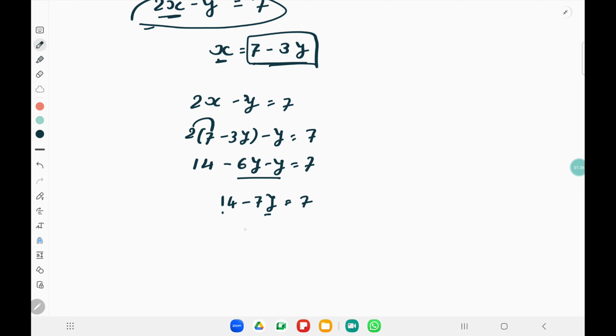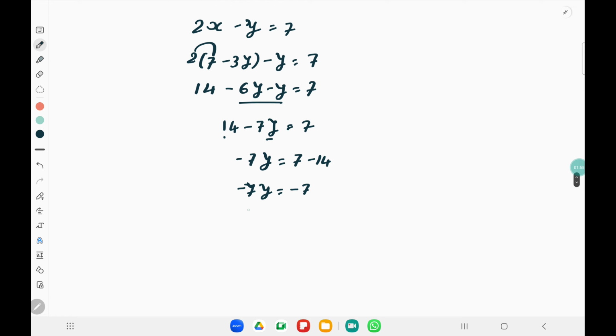So this 14, first I move to the opposite side. So 14 minus 7y equals 7, take away 14. Change the sign, remember that rule. So minus 7y equals 7 take away 14, which is minus 7. Okay, both sides have a negative sign, so I can remove the negative sign, because if we multiply both sides by minus, minus times minus is a plus. Now this 7 I want to get rid of, so I divide both sides by 7. So y equals 1. So we find the y value.